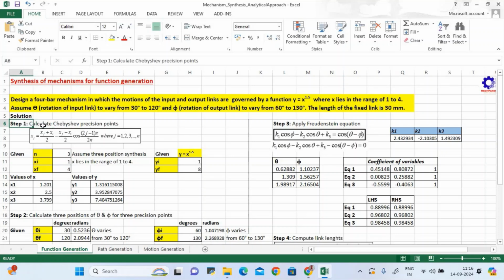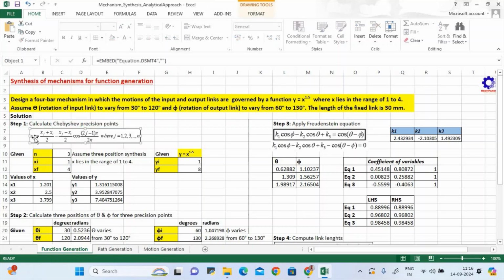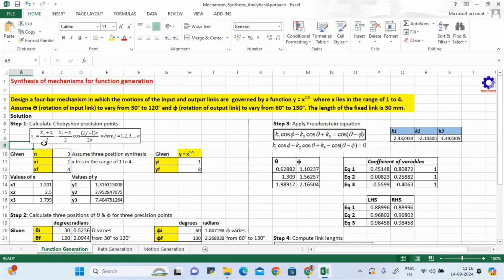So obviously the first step will be to calculate the Chebyshev precision points. So we know that the Chebyshev spacing of precision point can be calculated by this expression: xj equal to (xf plus xi) divided by 2 minus (xf minus xi) divided by 2 times cos of (2j minus 1) pi divided by 2n, where j is equal to 1, 2, 3. So obviously we are limiting ourselves only to 3 position synthesis. So we will take j as 1, 2, 3.